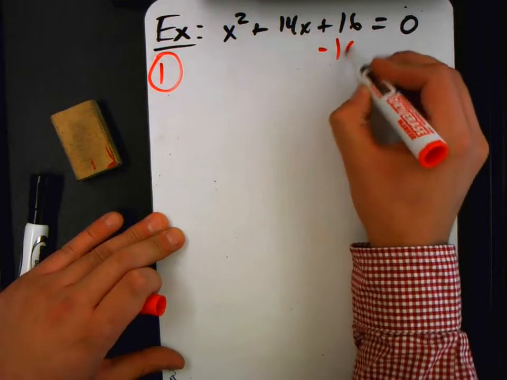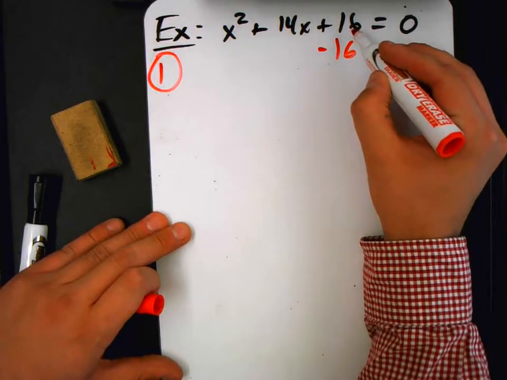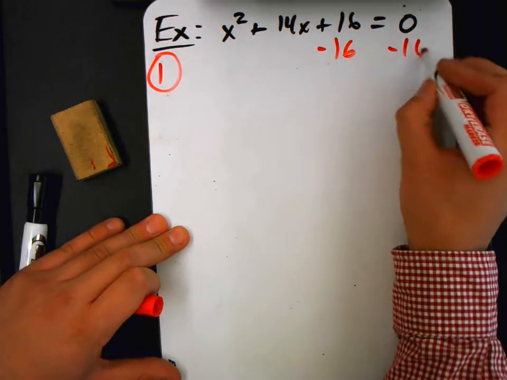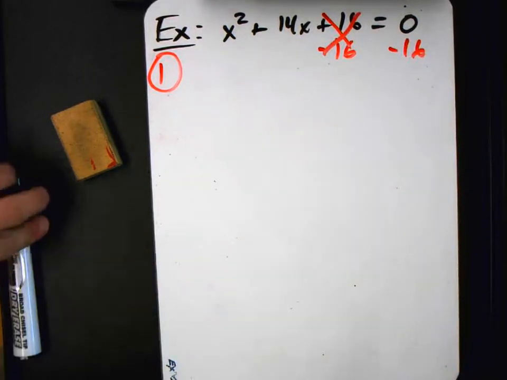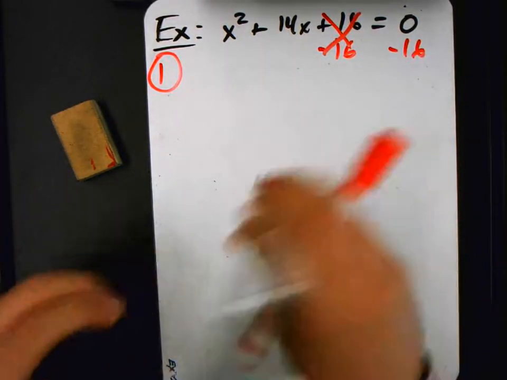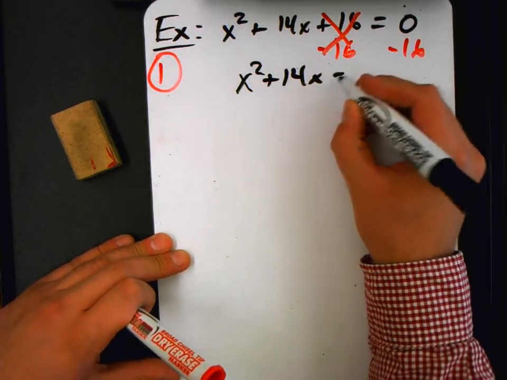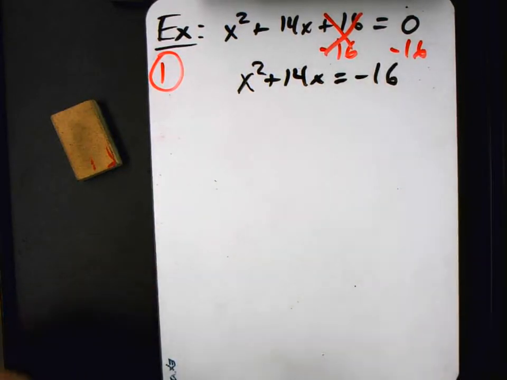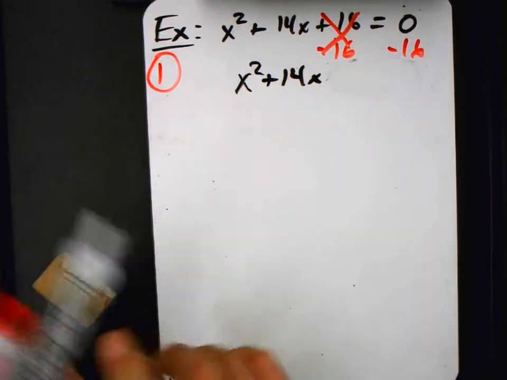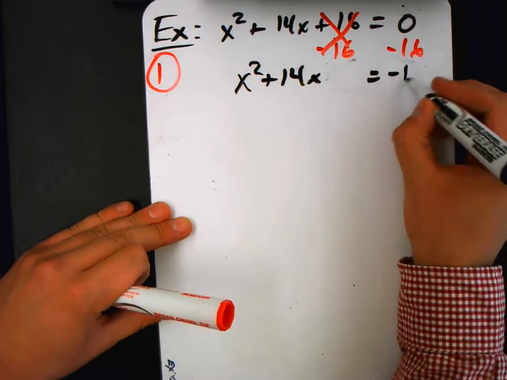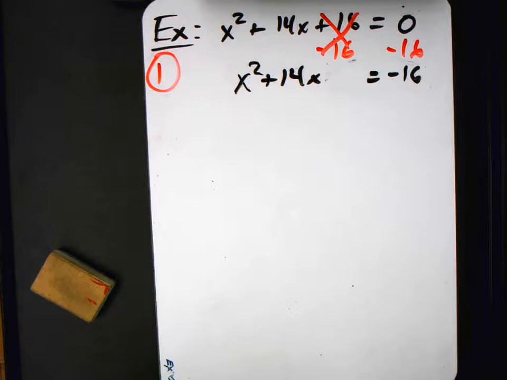And the very first step that you need to do is to move the number that is by itself onto the other side of the equal sign. So this 16 is the number by itself. We are going to move it onto the other side. Those cancel out. And we are left with the equation x squared plus 14x equals negative 16. Now I'm going to erase this and create some more space next to my 14x because we are going to be using it later. Leave a little bit of space right there. There is a number we will be putting in there shortly.